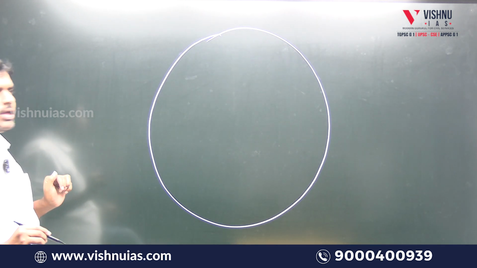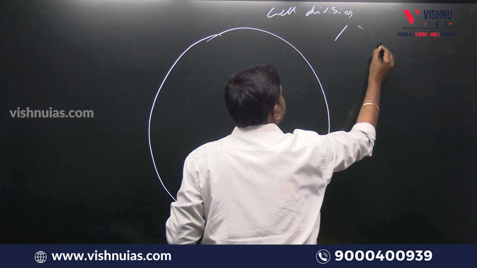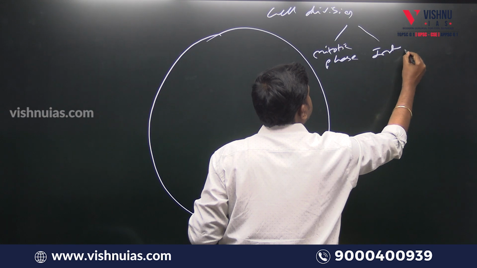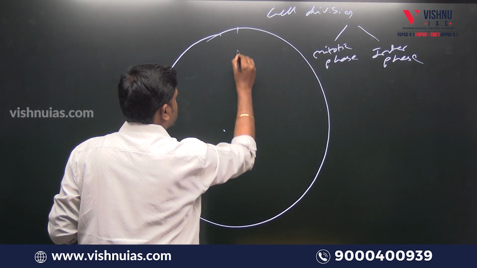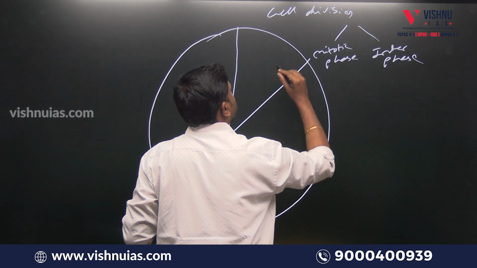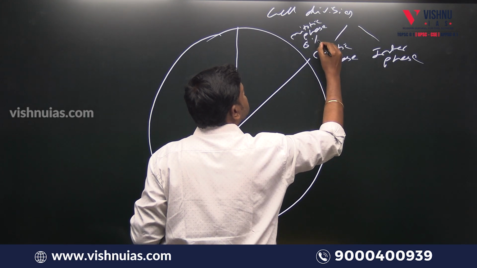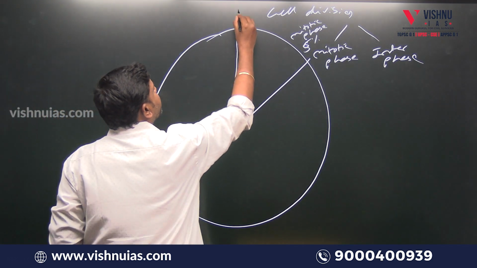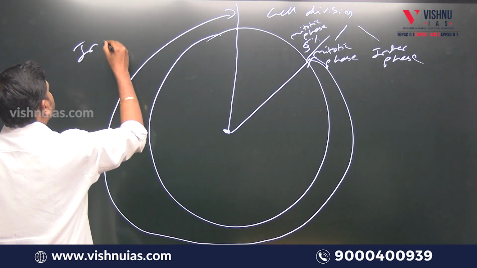In this cell division, we have two phases: one is called the mitotic phase, the other is called interphase. The mitotic phase takes place only in 5% of the time. Only 5% of the time this mitotic phase will happen, and the remaining phase is called interphase.